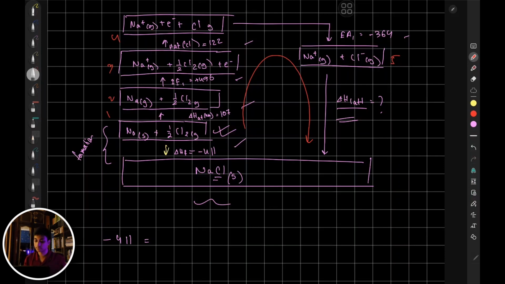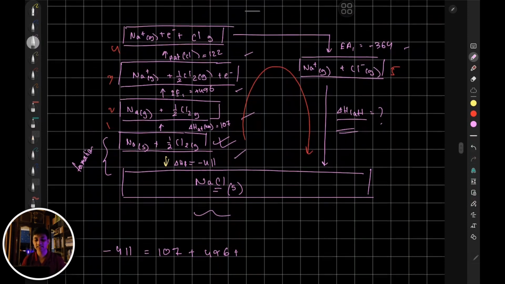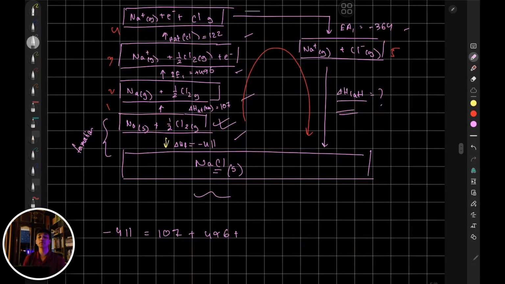Yeah, 5 steps. So let's start off with atomization, which is +107. Then we have turning it into an ion, which is going to be +496. Then we are atomizing chlorine. And how many chlorine atoms are we forming? 1. Remember, we are forming 1 chlorine atom.